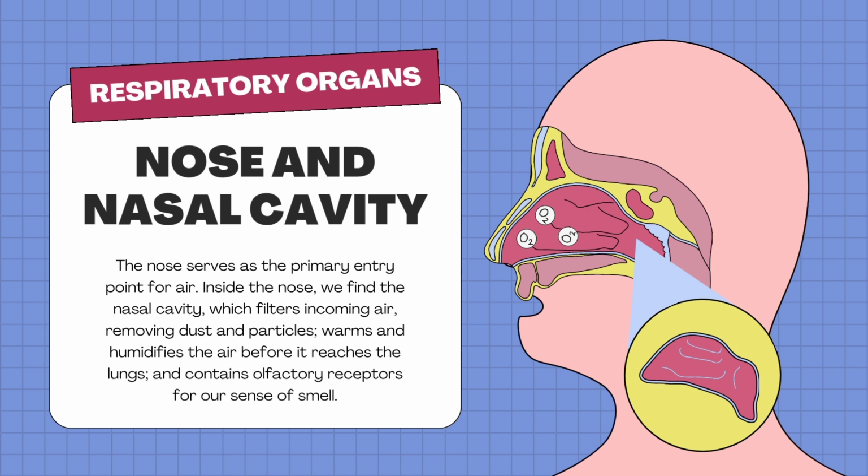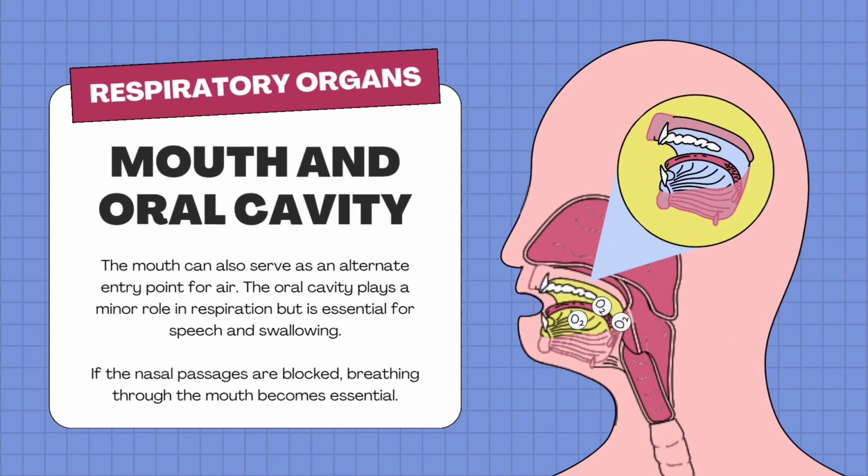Respiratory organs: nose and nasal cavity. The nose serves as a primary entry for the air. Inside the nose, we find the nasal cavity, which filters the incoming air, removing dust and particles, and warms and humidifies the air before it reaches the lungs.